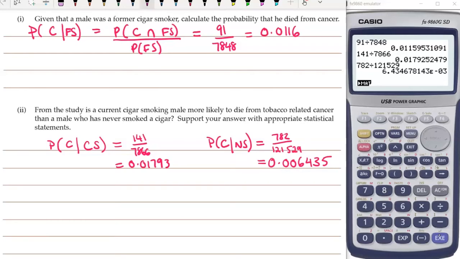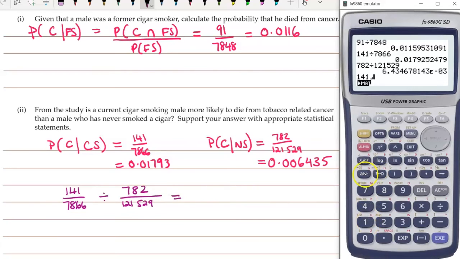Now for relative risk, we start with the more risky thing, that they were a smoker. So I'm going to leave it in fraction form actually, the 141 over 7866. We divide it by the less risky thing, or what we consider to be the less risky thing, so that's the non-smoking one. And we'll see how many times bigger it is. So 141 over 7866 divided by 782 over 121,529.